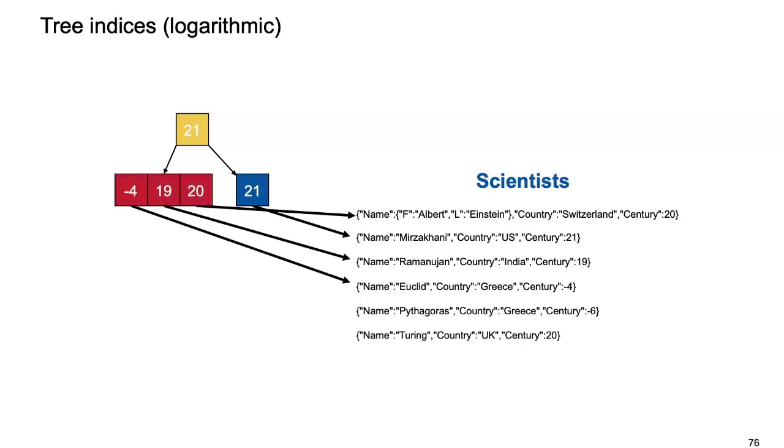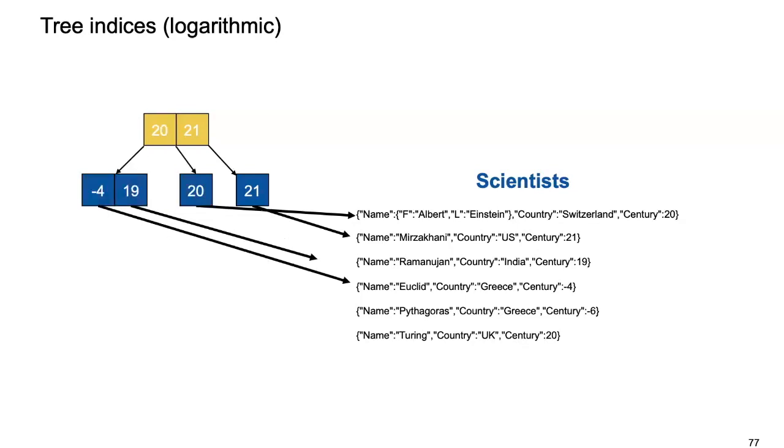We have -4. -4, oh, that's again a problem. So we just need to, again, split it like this. So now I have 3 children like this, and still 2 values at the root, so that's fine.